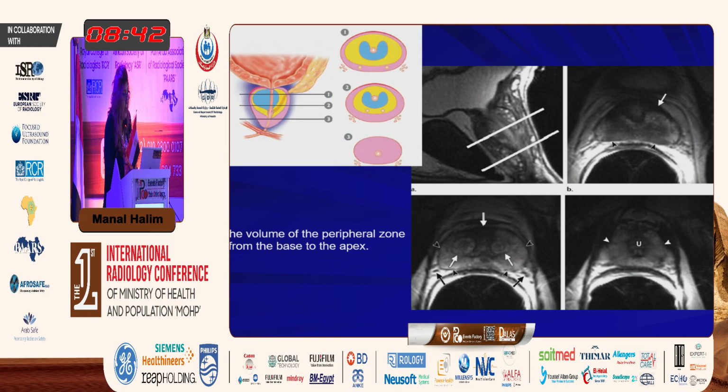One important issue as well, if we see this schematic diagram, the prostate has a base, a mid gland, and an apex. The pink color represents the peripheral zone, from which about 80% of prostate cancer originates. As we see here in the axial cuts, this is the base, this is the mid gland, and this is the apex, and the volume of the peripheral zone increases as we go from the base to the apex. So searching the apex of the gland for prostate cancer is really important.